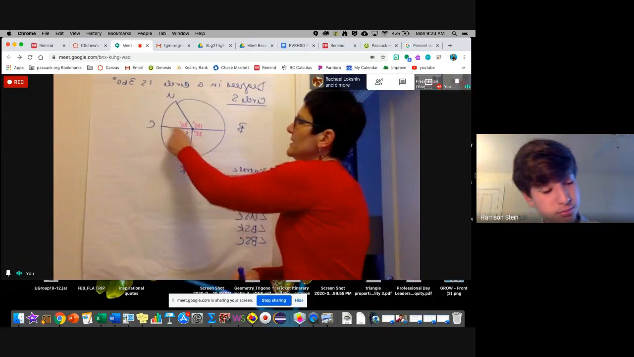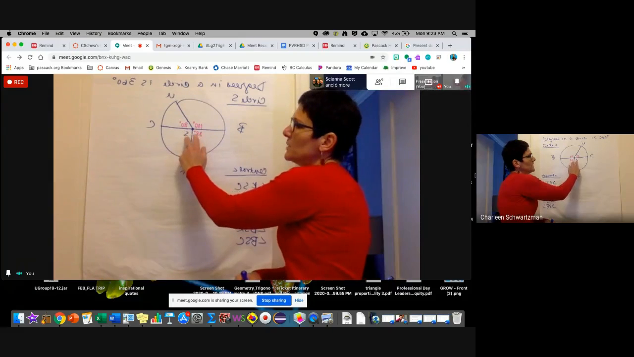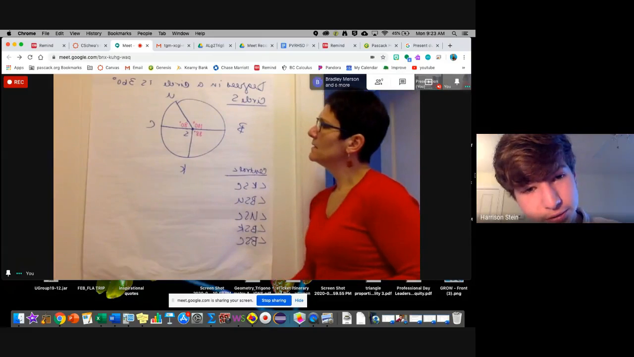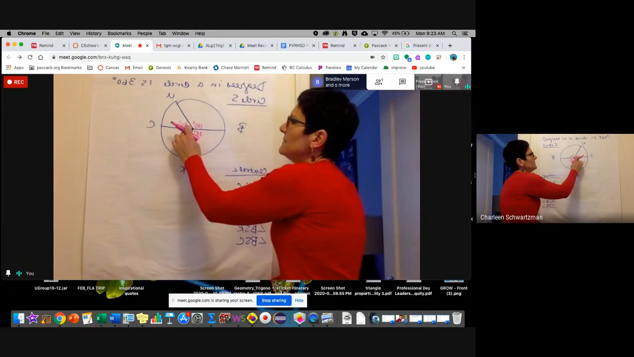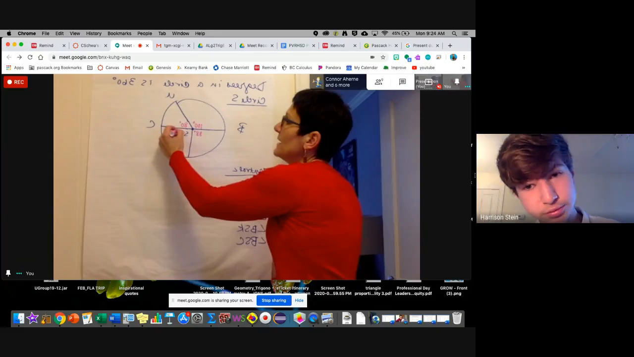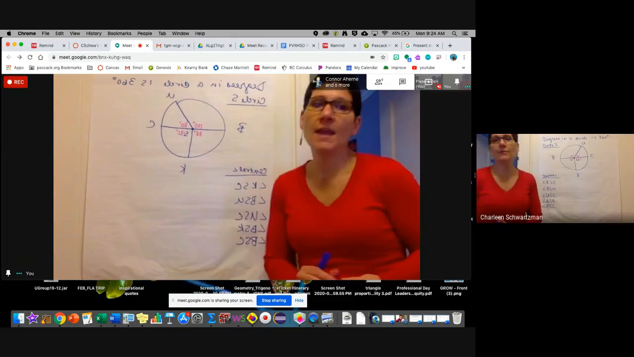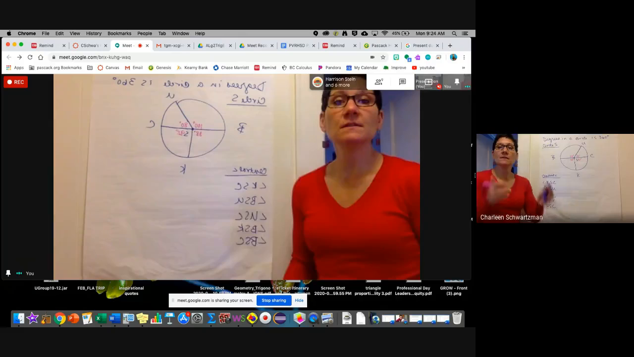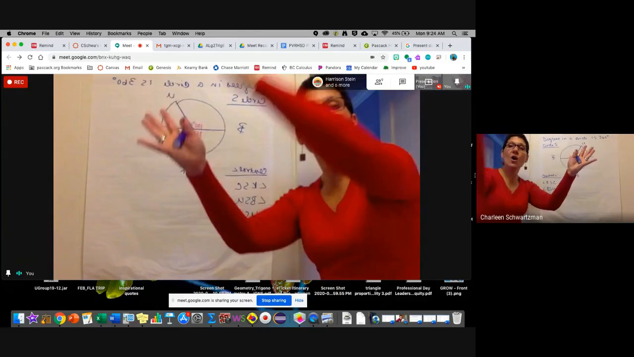CSK. The relationship between these two angles is that they add up to how much? 180. So that means 88 plus this angle is 180, and it should be 92 degrees. Very good.